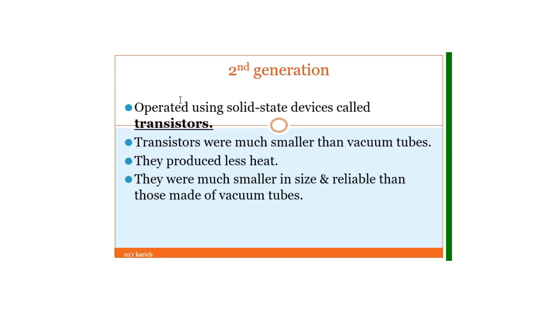As we continue through the generations, it's also good to note the technology that each generation used. For example, the first generation used vacuum tubes. The second generation used solid state devices called transistors. You should be able to compare the first, second, third, and fourth generation with regard to the technology used and also the size of the computers.